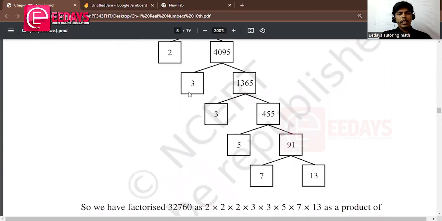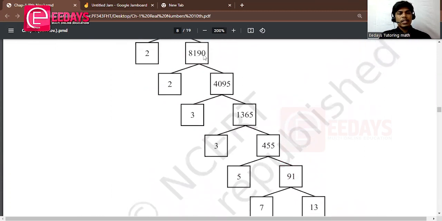The tree diagram will continue like this. 8190, we can write 2 into 4095. But 4095, it is not divisible by 2. That's why you can take another prime number, that is 3. We just try with another prime number, that is 3. So 3 into 1365. So we'll get the equation like this.